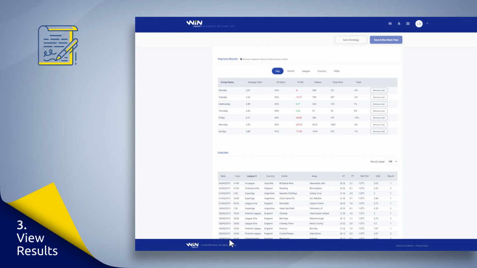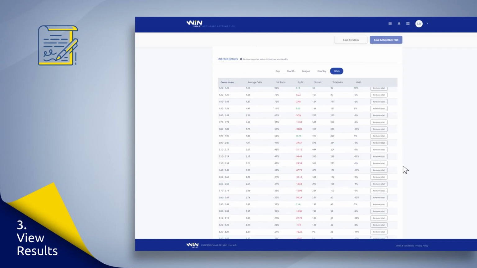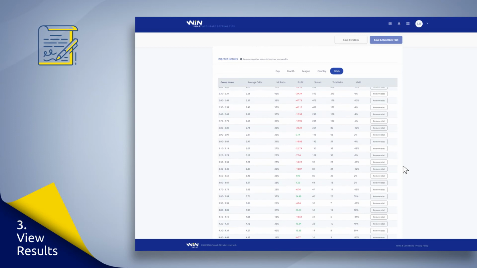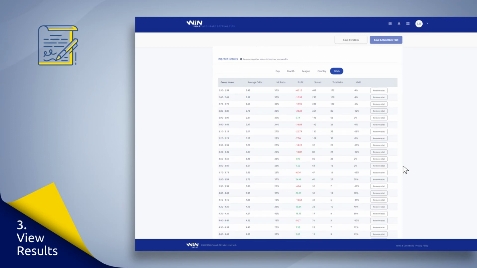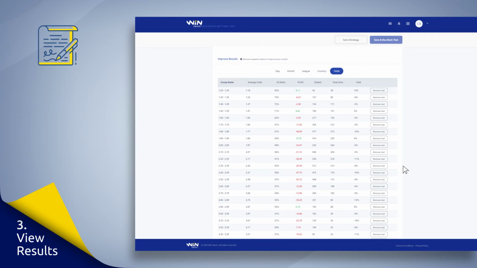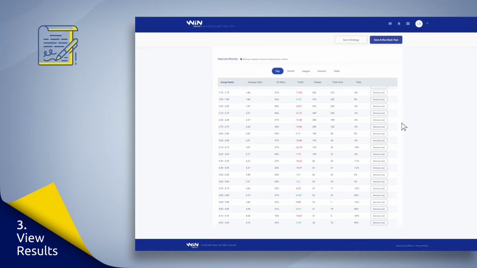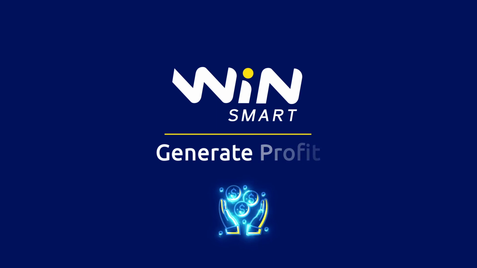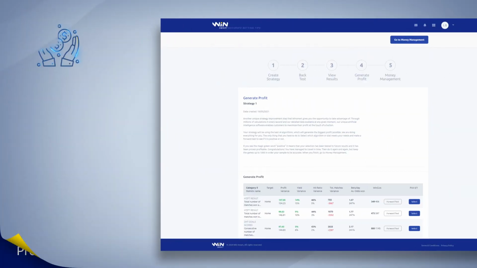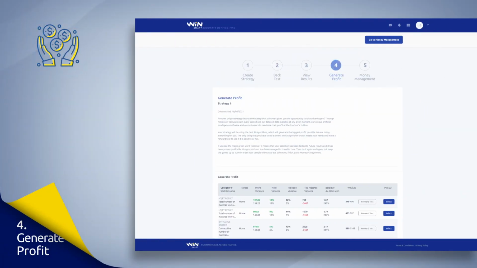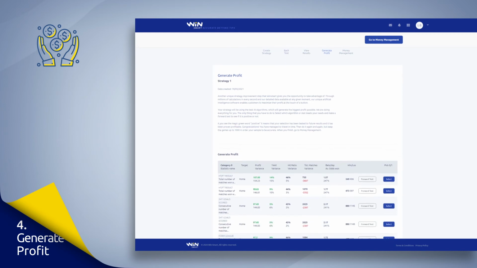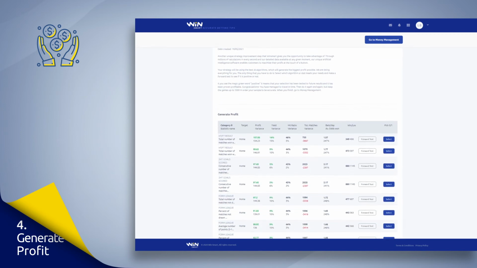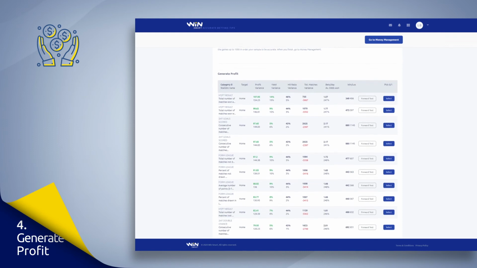For example, by clicking on the odds column, we can find what happens in our strategy matches in each odds range. Now we can remove all the negative results. For example, throwing out all the odds from 220 to 229, we receive much better results. Profit margins do not stop here. In the Generate Profit section, you can insert the filter you prefer in order to maximize your profit.